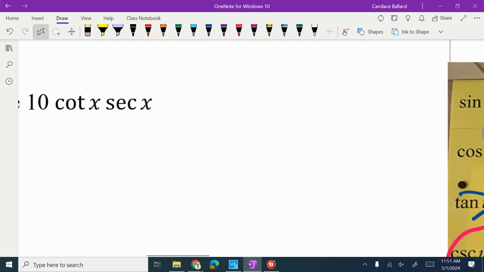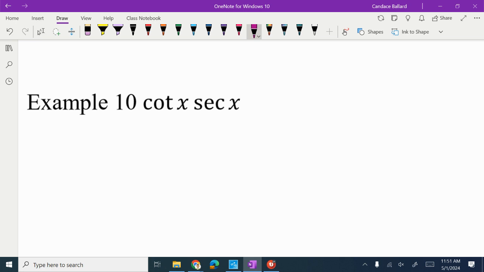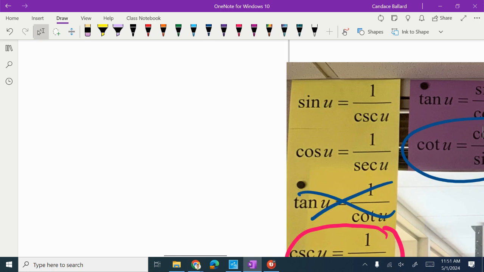So I am going to replace cotangent with cosine x over sine x, right? That's what I'm doing for this one. What's a better name for secant? Not cotangent. What's secant?